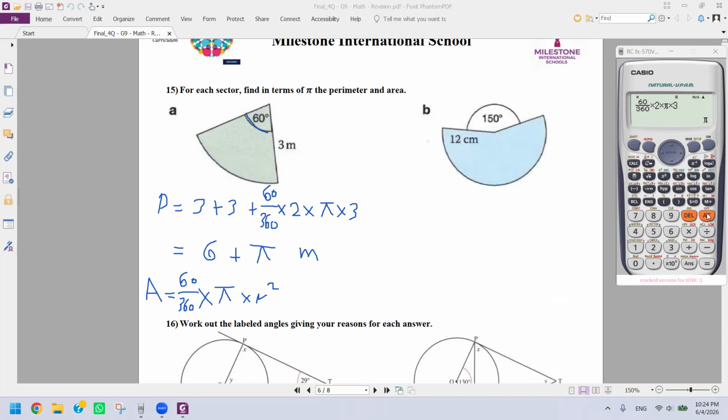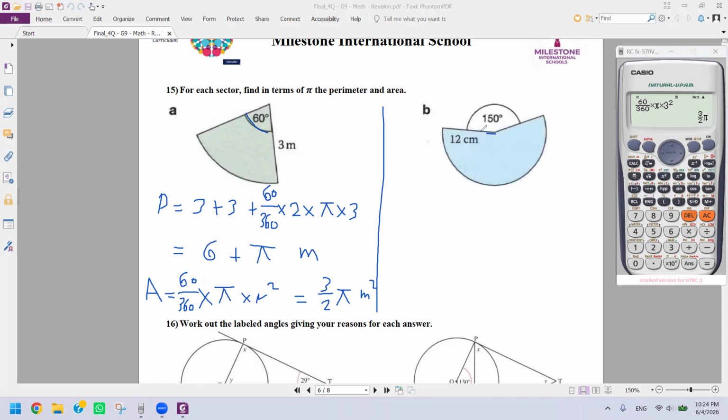Now let's do it on the calculator. 60 over 360 times pi times r squared. What is r? 3. 3 squared. It's 3 over 2 pi. Meter square, because it's an area. Now, let's solve the second part. Also, they need perimeter and area.